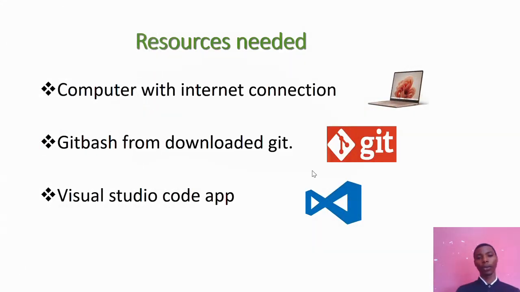First of all, we need some resources. First, we need a computer that has an internet connection. Second is Git Bash, which gives the user interface for interacting with our account. You download Git from Chrome or any search engine. The last one is Visual Studio Code, the code editor that helps us provide some code or commands.